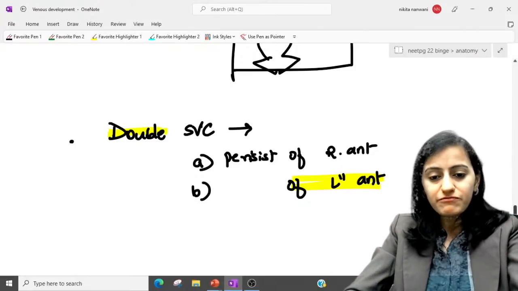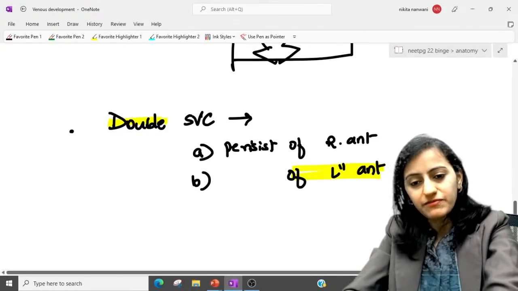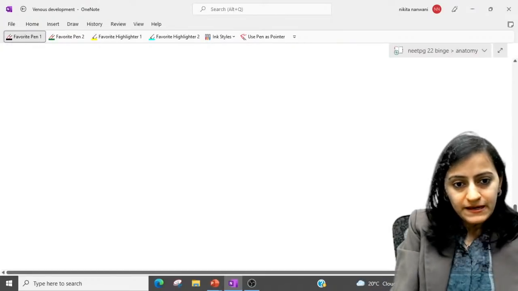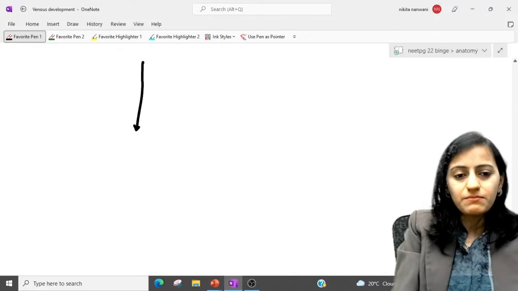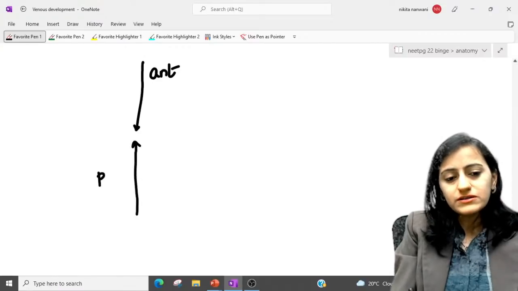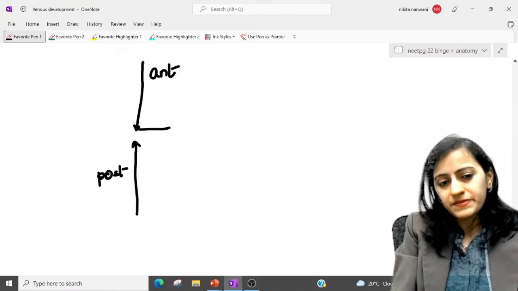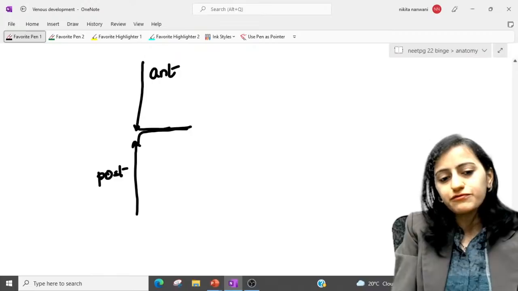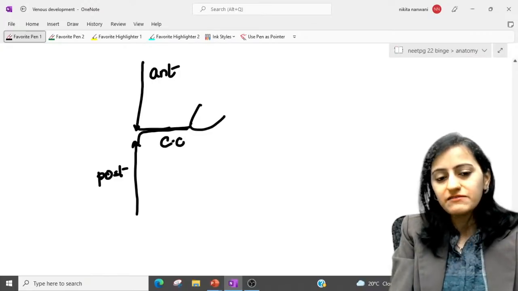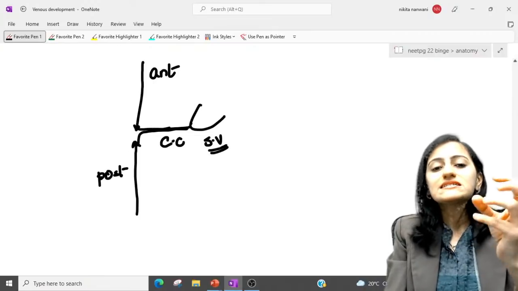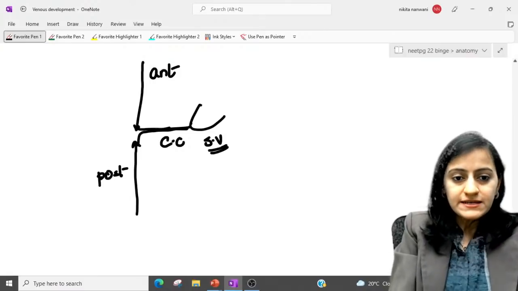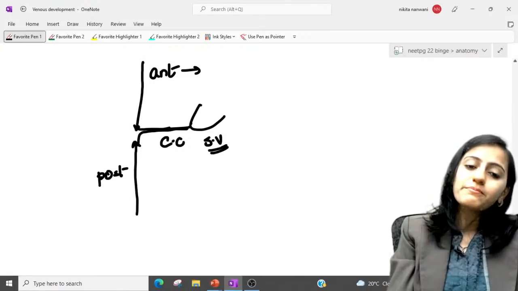Now we will see from where the SVC develops. Coming from above, you have the anterior cardinal vein. Coming from below is the posterior cardinal vein, and they both unite to form the common cardinal vein. And this common cardinal vein, we said it drains into the sinus venosus, right? So anterior is draining from above.